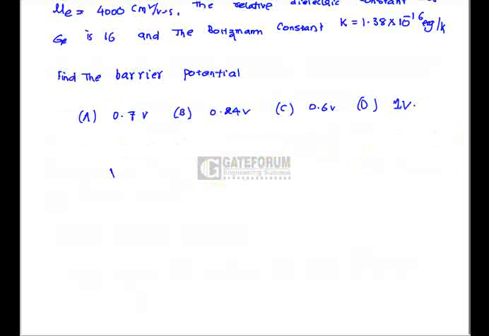Here the barrier potential, which I am indicating with V0, equals kT natural logarithm of Na Nd divided by Ni square. Here K is the Boltzmann constant, and T is the temperature, given as 300 degrees Kelvin.